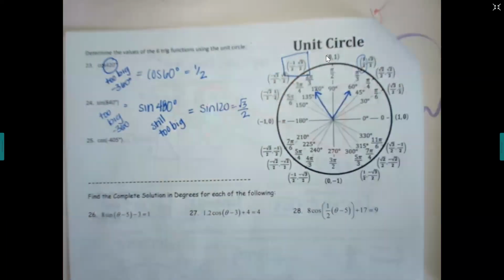Okay. Only difference for 25 is that your angle's too small. So instead of minusing the 360 off, you're just going to add it back until you're in the positives.